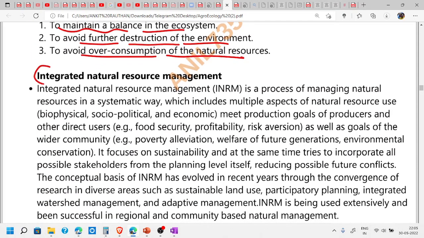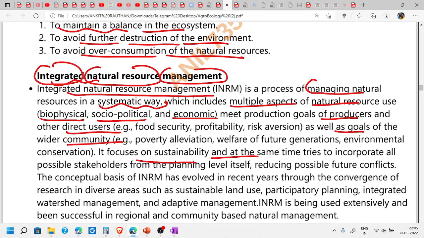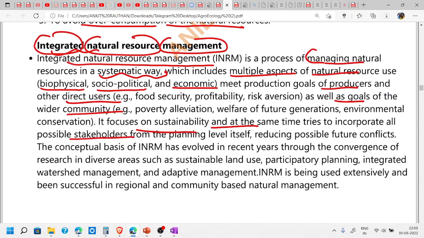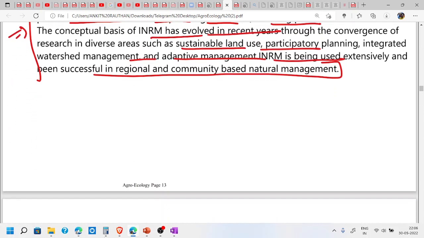So we have to go for integrated natural resource management. What is integrated in this? Managing natural resources in a systematic way. Multiple aspects of natural resource use: biophysical, socio-political, economic. Goals of the wider community. Focus on sustainability, at the same time trying to incorporate all possible stakeholders from the planning level itself. You understand this, it is very easy. Nothing big is being talked about in this.